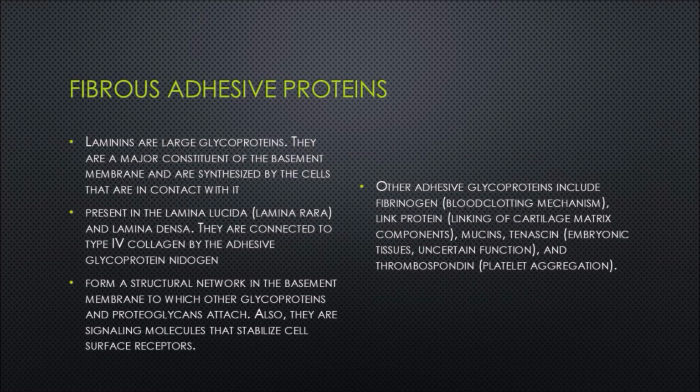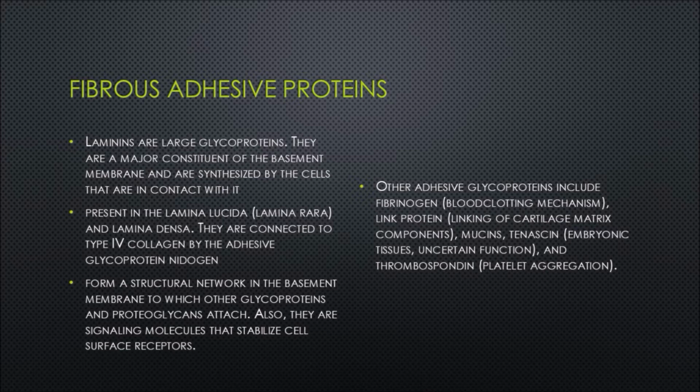Next are the laminins. Laminins are large glycoproteins. They are a major constituent of the basement membrane and are synthesized by the cells that are in contact with it. It is present in the lamina lucida, also called lamina rara, and lamina densa. They are connected to type 4 collagen by the adhesive glycoprotein called nidogen. They form a structural network in the basement membrane to which the other glycoproteins and proteoglycans attach. Also, there are signaling cell molecules that stabilize cell receptors.